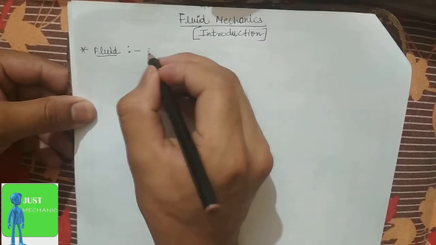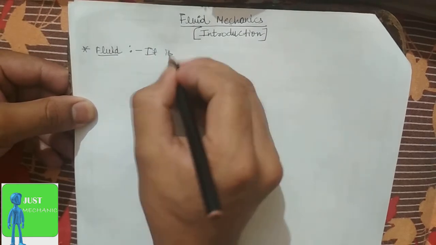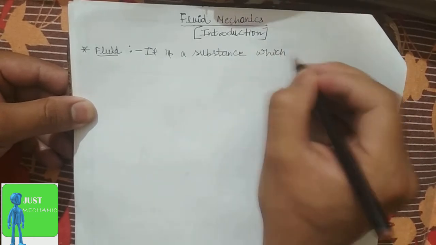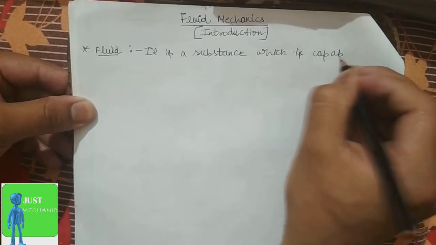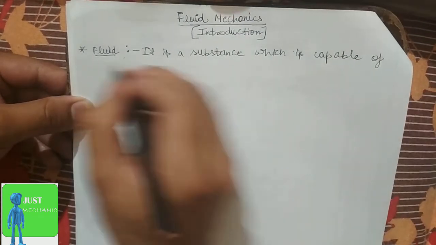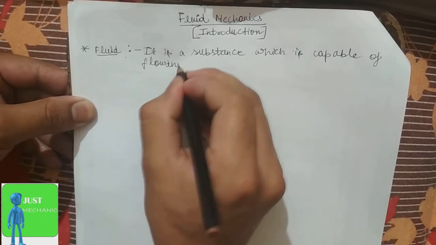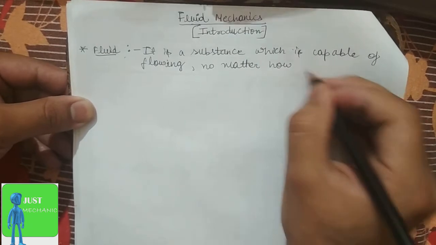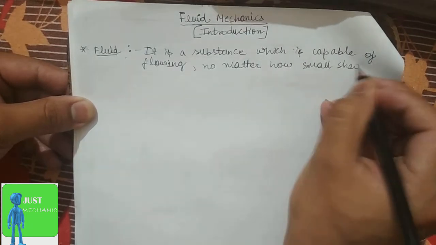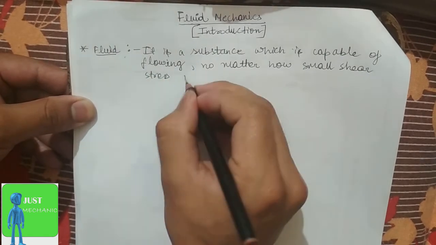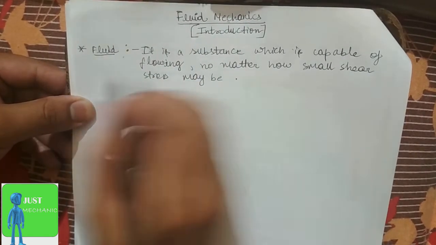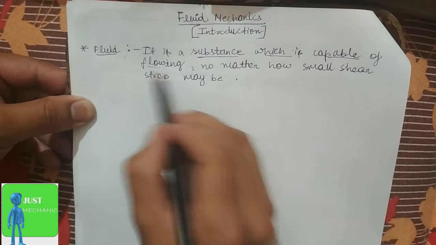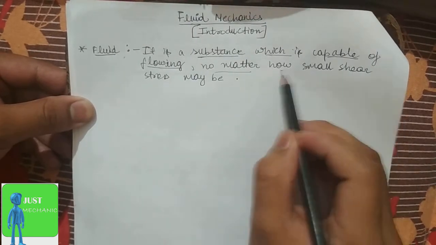Hence, write it down. It is a substance which is capable of flowing no matter how small the shear stress may be. Hence, this is the basic definition of fluid: a substance which is capable of flowing no matter how small the shear stress may be.